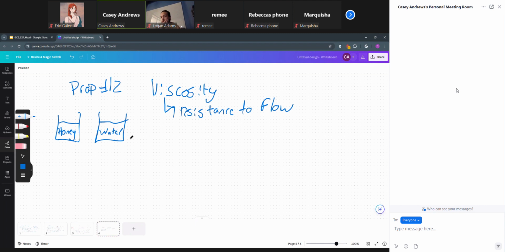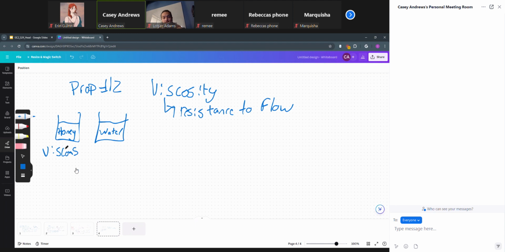And imagine I had these 2 things in my hands. I pour them out. Which one's going to come out faster, the honey or the water? The water, right? Because we would say honey is very viscous. So viscosity means how slow you are to move, resistance to flow as a liquid.